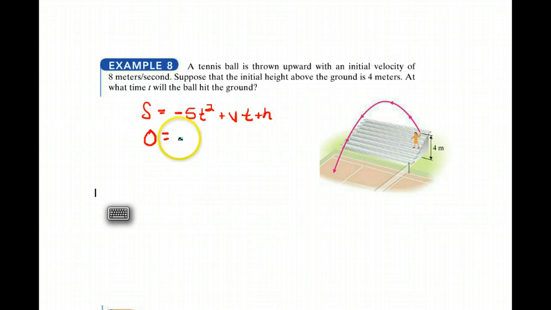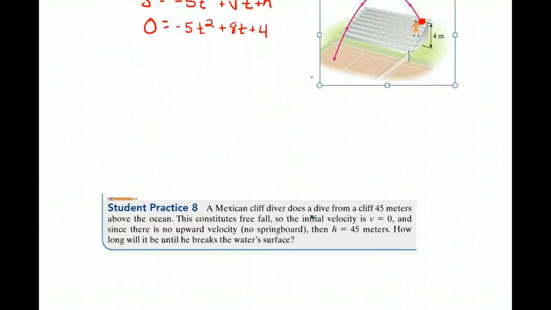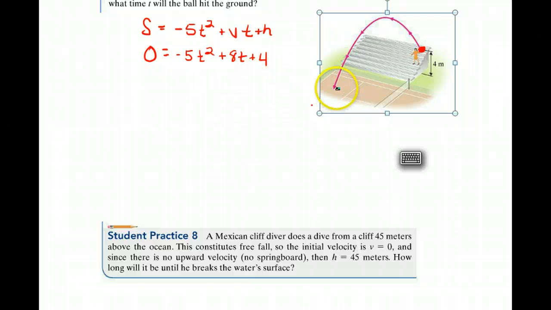We can plug into this equation with the information that we have been given. We were told that the initial velocity was 8 meters per second, so I'll plug that in for v. And the initial height was 4. So the initial height right here is always going to be what you plug in for your h. The s is going to be the height where it's ending. And since our ball is going to end on the ground, its height is 0.